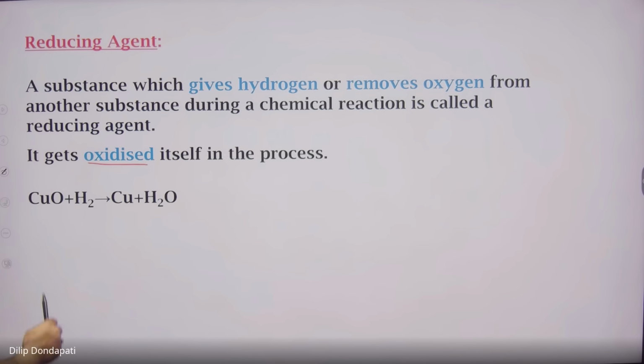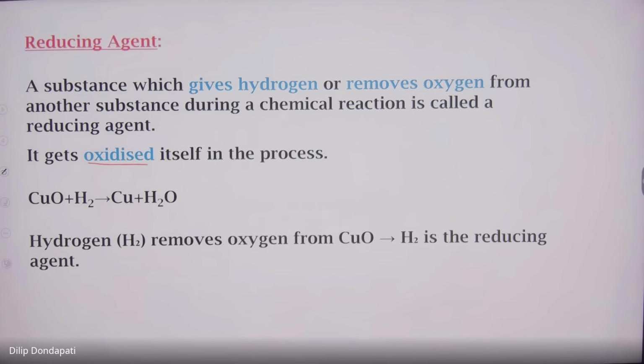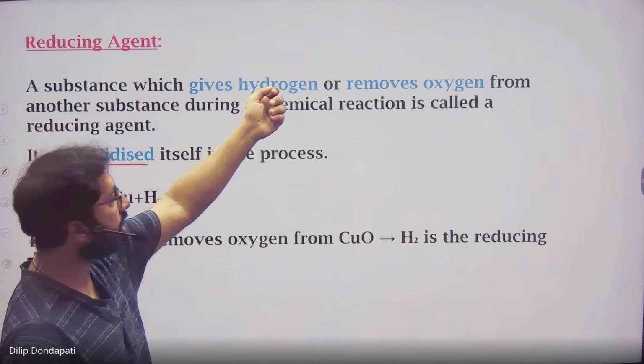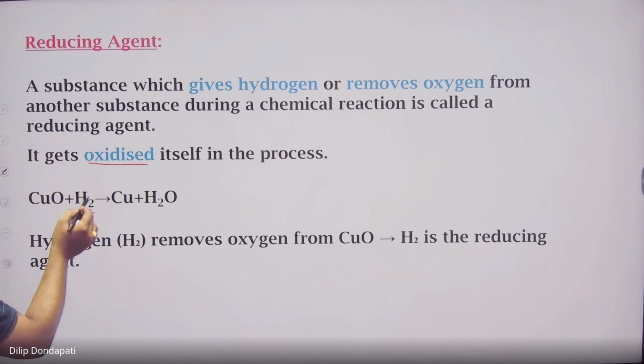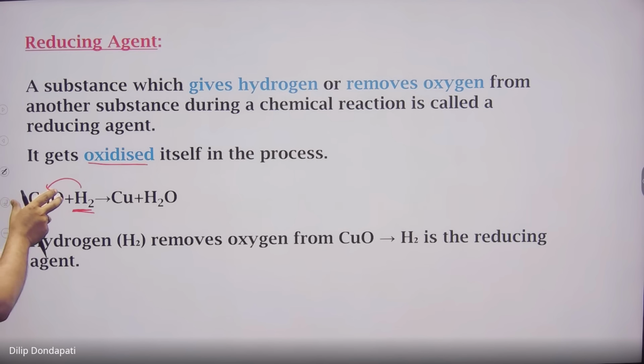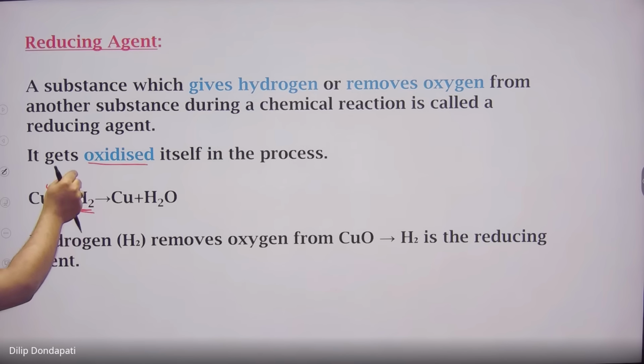An example, CuO plus H2, the same example I'm taking. Here, which one is the reducing agent? Look, H2 is called the reducing agent. Why? A substance which gives hydrogen or removes oxygen. Look, indirectly what is happening? This hydrogen is removing oxygen from the CuO, right? When I combine, that's why it is called a reducing agent.